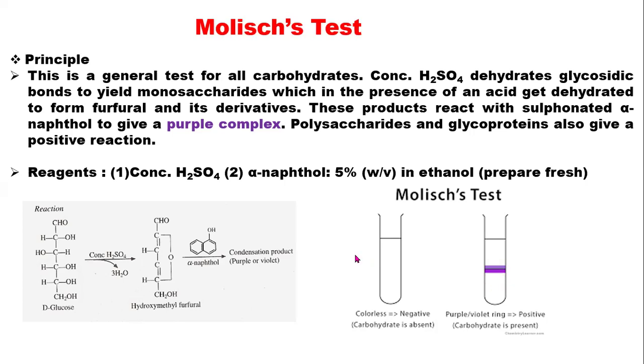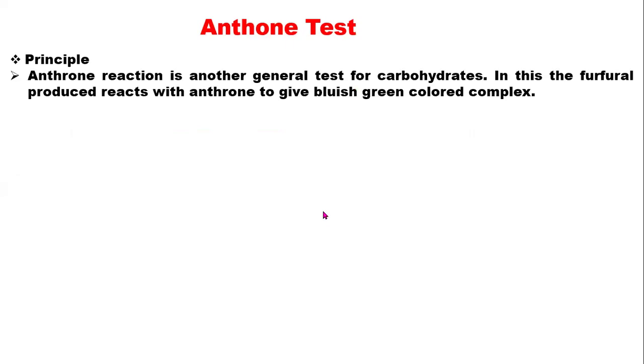Okay, so let's proceed. Now, anthron is another general test for carbohydrates. The sugar unit here is dehydrated with concentrated sulfuric acid to form furfural, and the furfural derivative will now react with anthron reagent to give a blue-green complex, which is our end observation, the color we are going to observe at the end of the day.